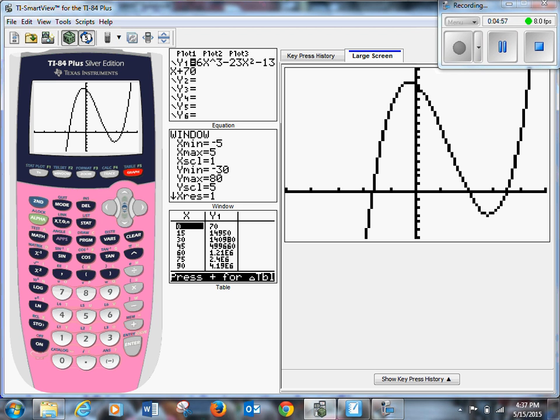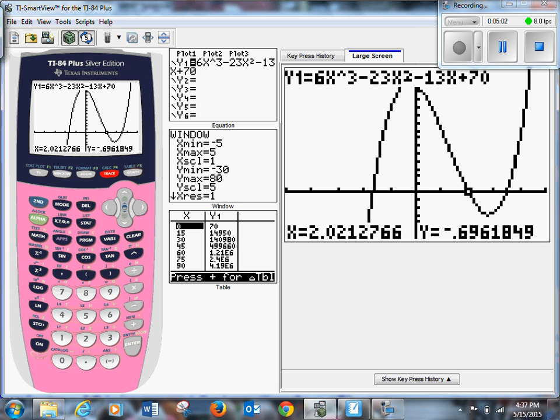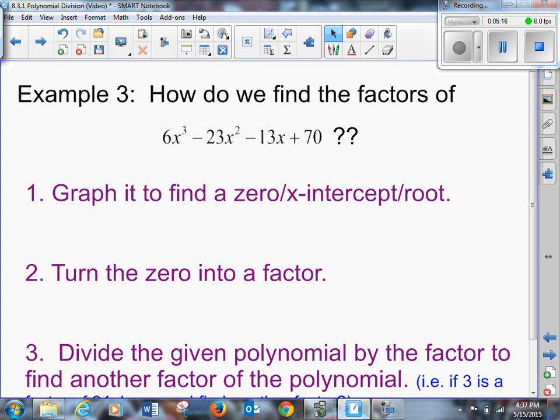We can verify that by hitting our trace button and then typing in an x-coordinate of 2 and seeing what the y-coordinate is there, and we find that the y-coordinate is 0, so x equals 2 is, in fact, an x-intercept. Once we have that x-intercept, now we can go back to our notes here. I'm going to write down for us that we have x equals 2 as an x-intercept, or as a 0. So now we're going to turn that 0 into a factor. So again, if x equals 2 is the 0, x minus 2 is the factor.